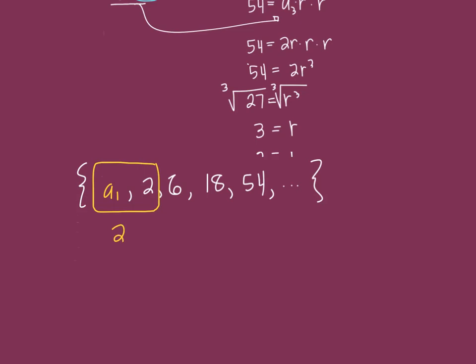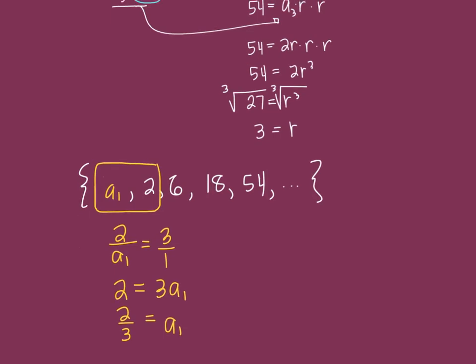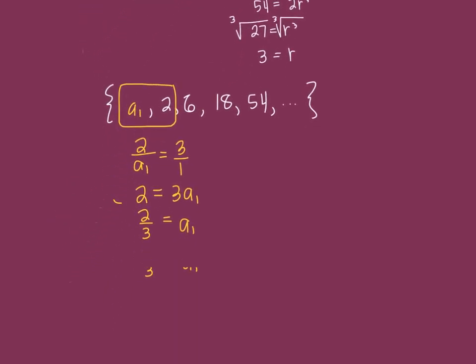2 over A sub 1 should come out to be equal to R. We know that R is 3, so 2 over A sub 1 should be equal to 3. Drop a 1 under the 3 and cross multiply. That's 2 equals 3 times A sub 1. Divide both sides, and so the first term must be 2/3. And so that finally gives me the first term in my sequence, and I can complete the sequence, starting with 2/3.